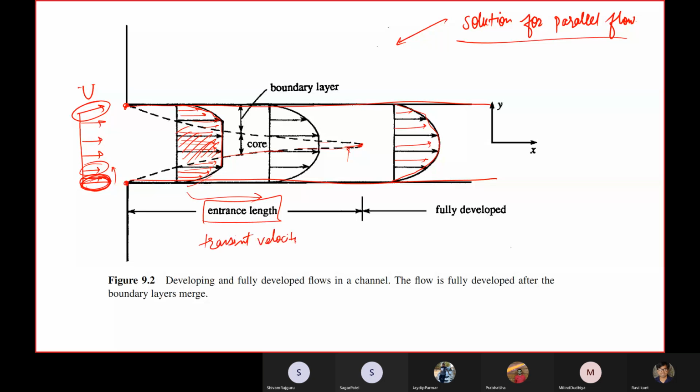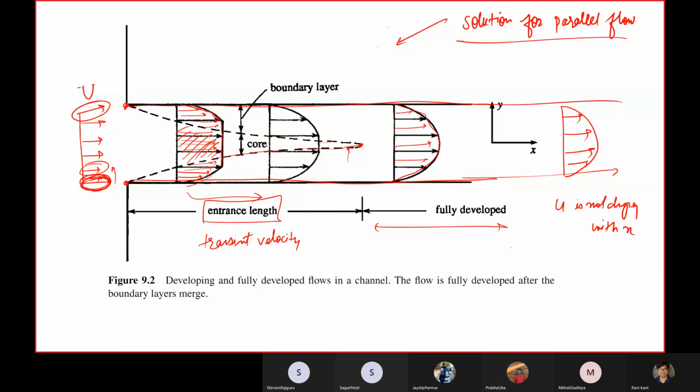In the fully developed section, however long you go in distance in the x direction, your flow velocity is not going to change. So u is not going to change with x. However, your u velocity is changing with y. u will be a function of y, but u will not be a function of x anymore once your flow is fully developed.